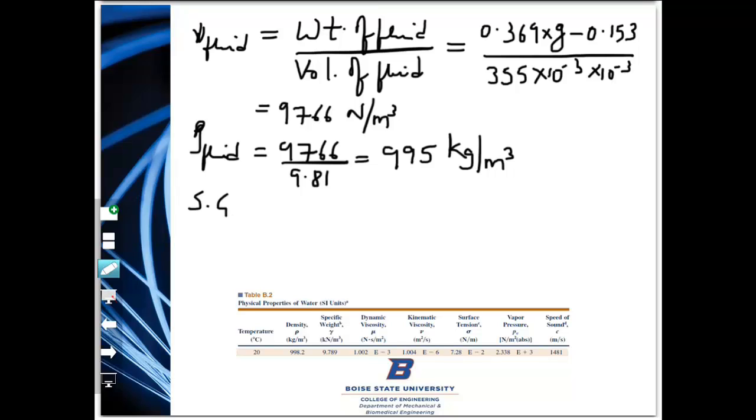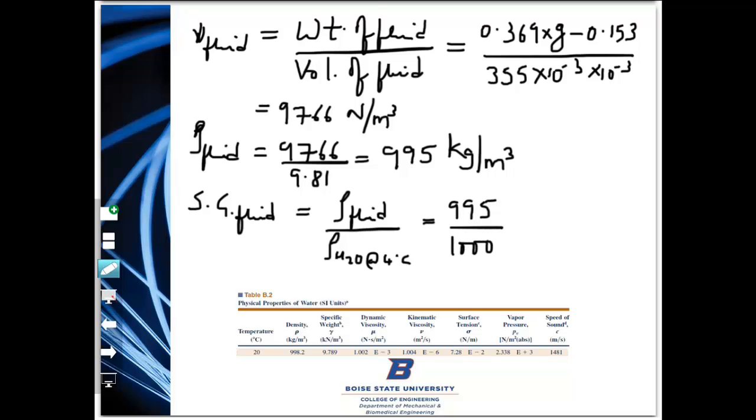And then finally, the specific gravity of the fluid, which is defined as the density of the fluid over the density of water at 4 degrees C. So we just found the density of the fluid, divided by the density of water at 4 degrees C, which is 1000 kilograms per meter cubed. You know that you're dividing the same quantity, so the units cancel out. So this is a dimensionless quantity.